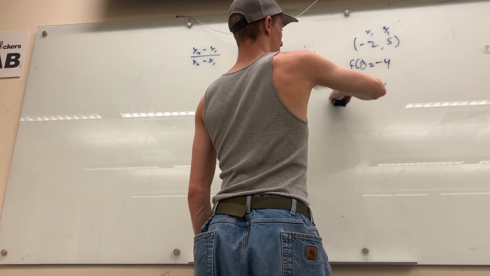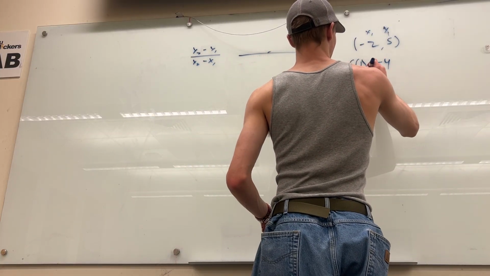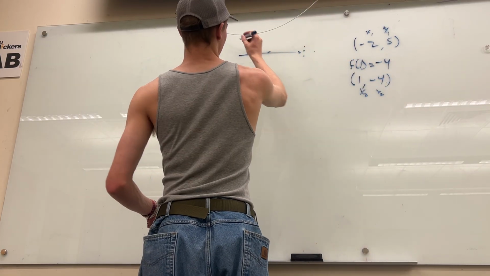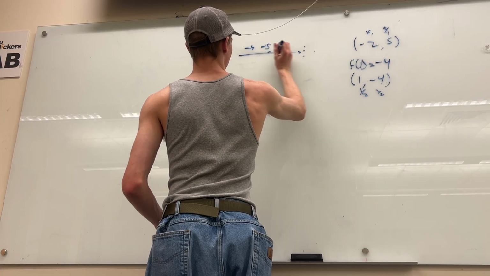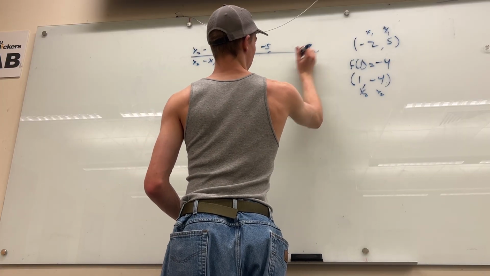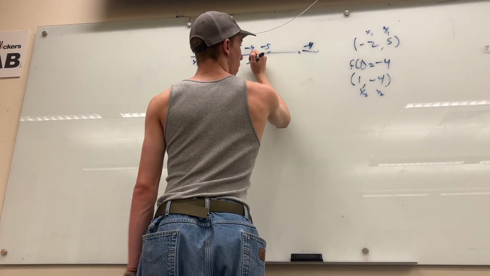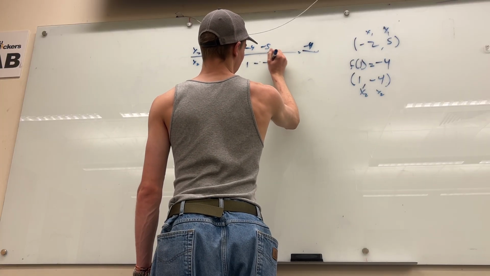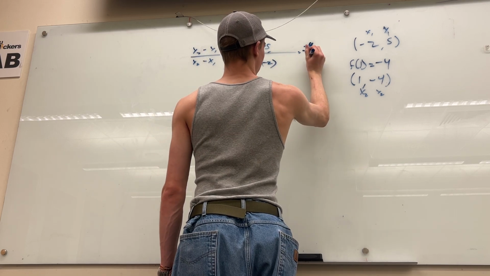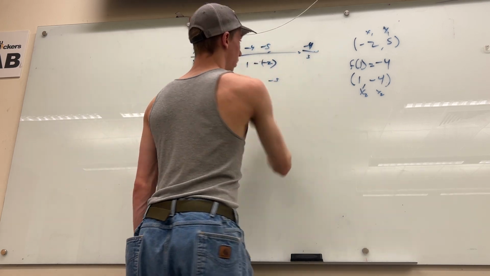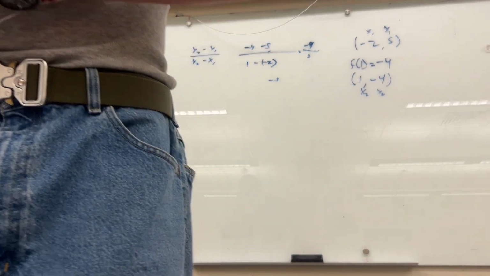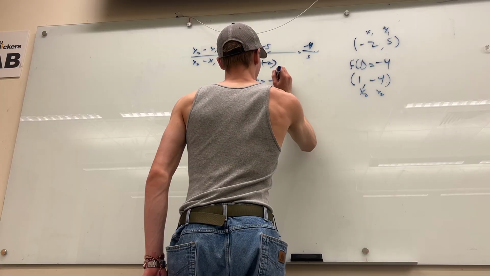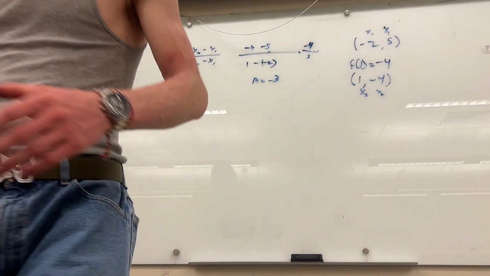This second point I got wrong. It is 1, -4. So now we can do this right. -4 minus 5, that's -9. 1 minus -2, again, +2, is 3. So -9 over 3, so it is -3. So our slope, m equals -3.